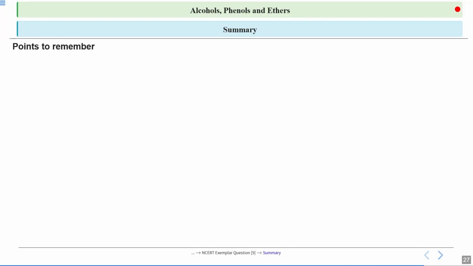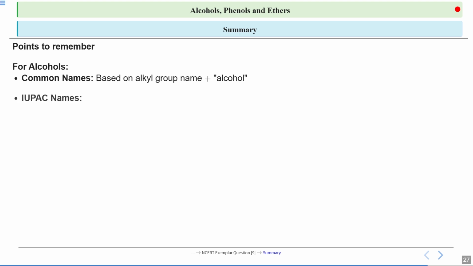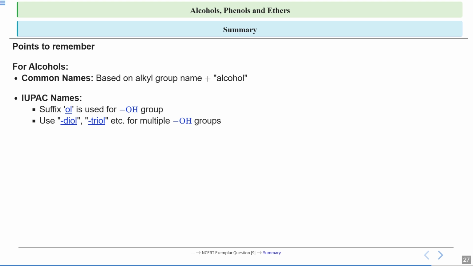Let's look at the summary, the points to remember from this lecture. First of all, we talked about alcohols. For alcohols, the common name is based on the name of the alkyl group, plus you add the term alcohol to it. For the IUPAC name of alcohols, remember that the suffix ol is used for the OH group. You have to use diol and triol, etc. for multiple OH groups present in your alcohol compound.